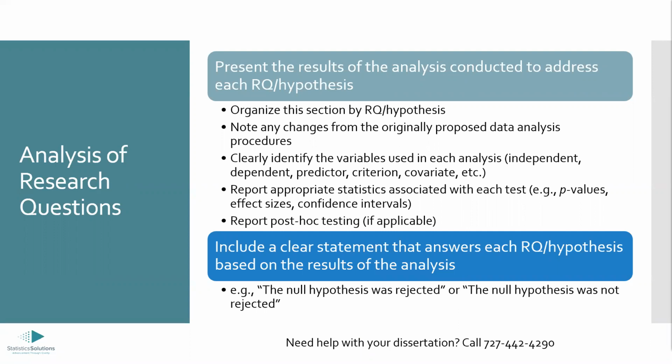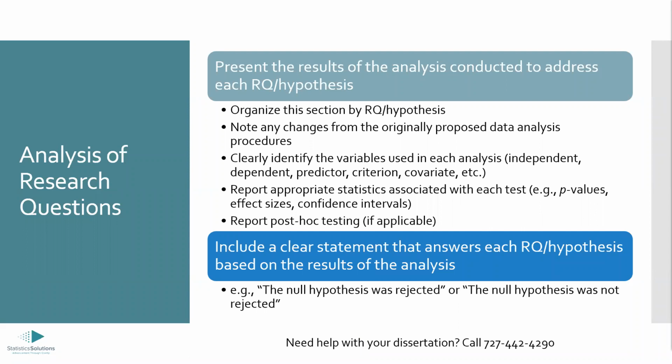For each analysis, you want to clearly identify the variables that you're using. For something like a t-test or an ANOVA, identify your independent and dependent variables. If you're doing more of a correlation or a predictive type of analysis like a regression, you want to identify your predictor, criterion, or covariate variables.